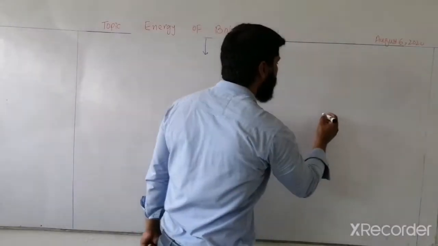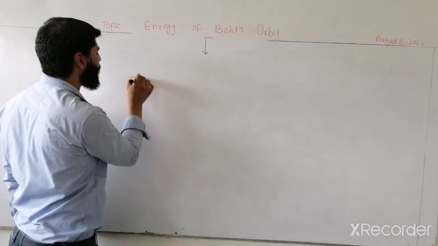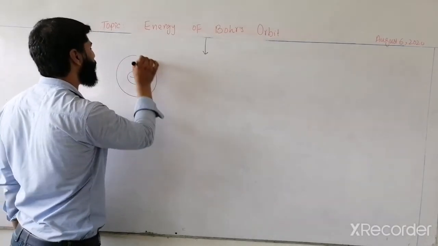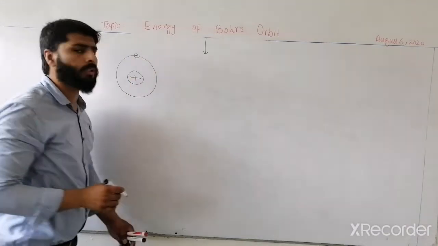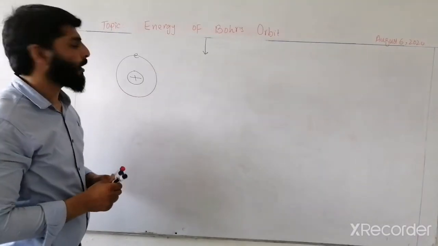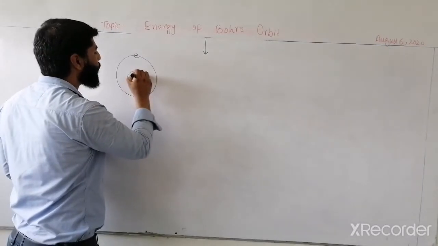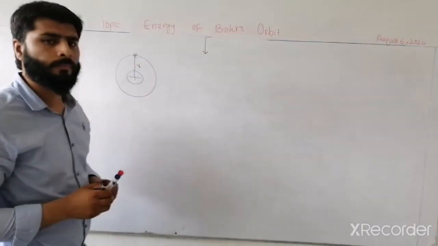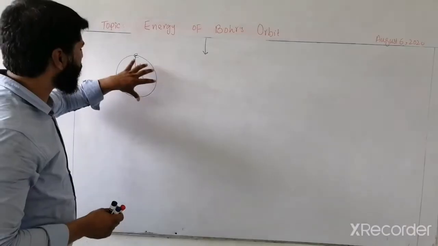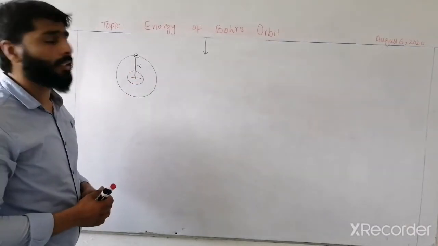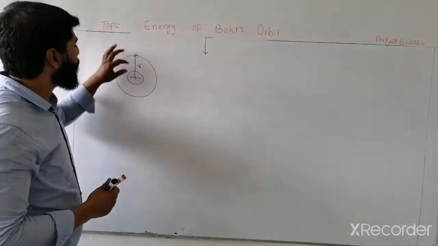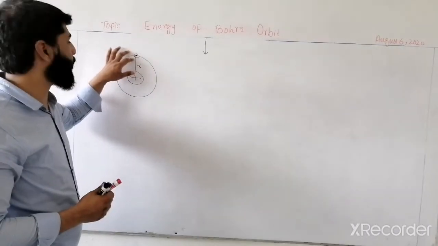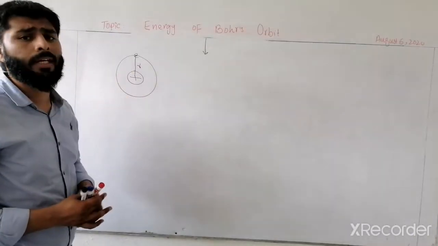Let's suppose we have an atom having a nucleus and an orbit in which an electron is continuously revolving around the nucleus. The radius of this orbit is r. When the electron is revolving around the nucleus in this orbit, it has two types of energies. The one which is due to its position is its potential energy, and the other one which is due to its motion is kinetic energy.